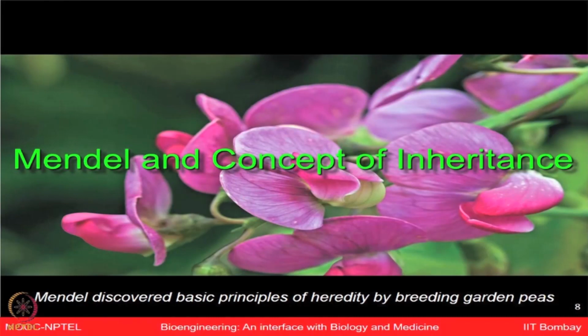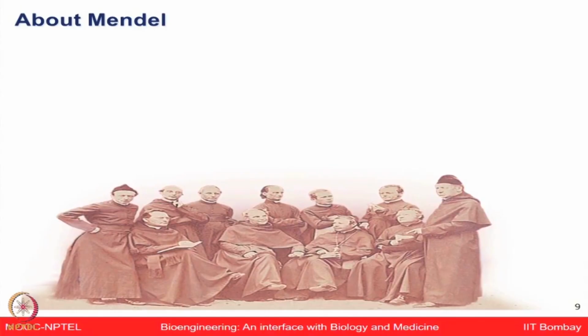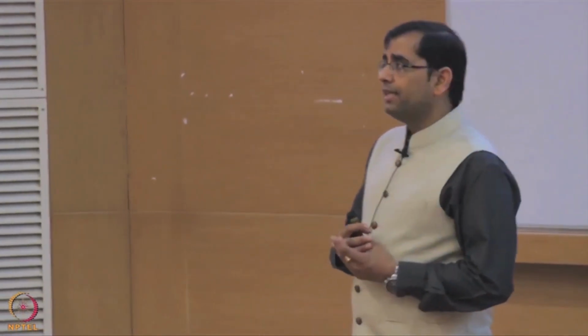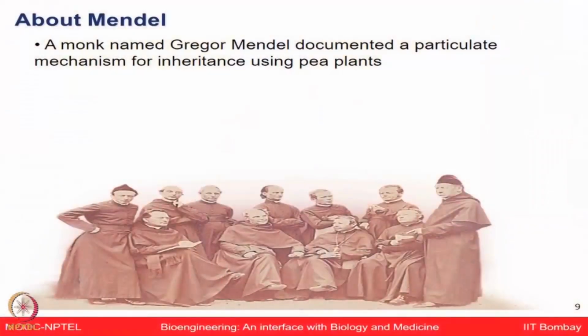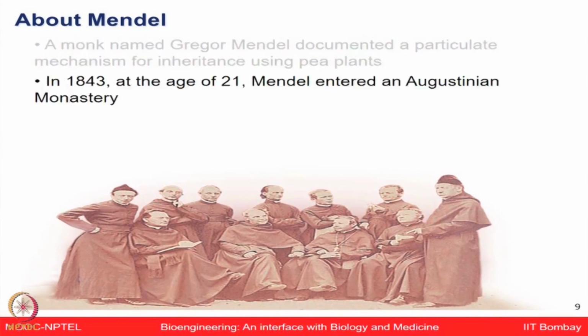Now let's talk about Mendel, what he did, and his experiments on the inheritance concept. Mendel was doing experiments not for a job, not for the sake of a profession. He was doing these things out of his own interest, and he was actually a monk who was studying the pea plant by growing them in his own backyard. At the age of 21, he joined this Augustinian monastery.